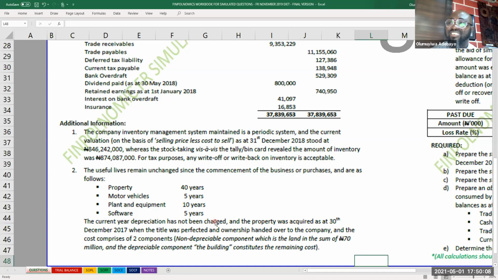Who can answer that question? Can we relate that to the materiality concept? God bless you. Materiality concept. 1 day, 2 days is immaterial to the entire operation. Therefore, you have to start depreciation from the next year.